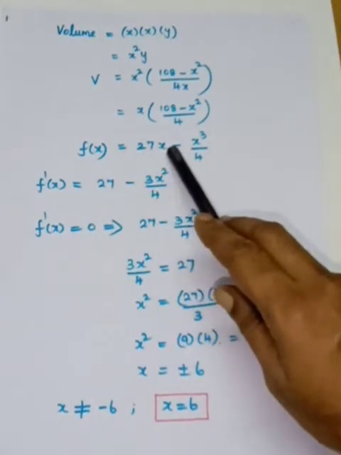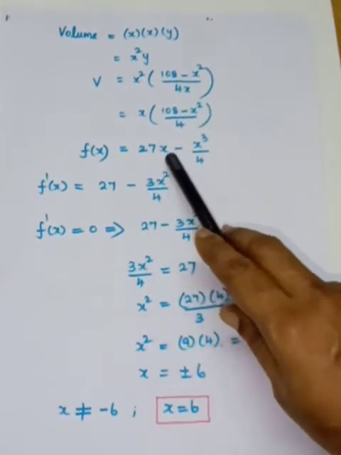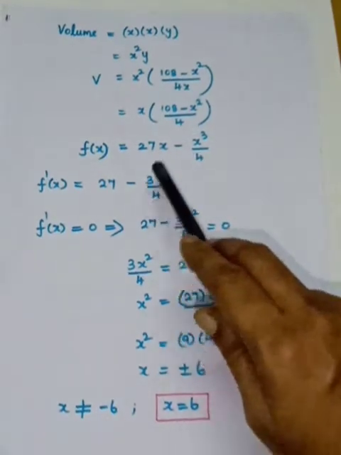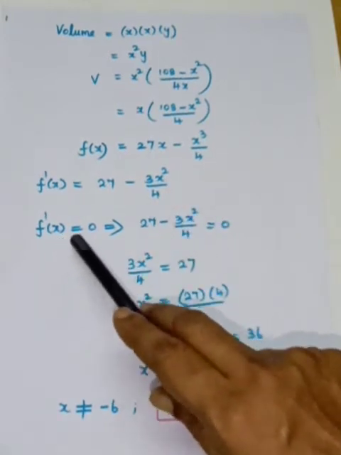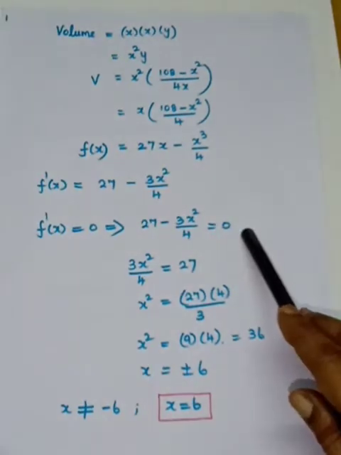So 27x is there. So 27 is a constant. The differentiation of x is 1. And minus 1 by 4 is a constant. Okay, we have taken out x cube. If you differentiate, it is 3x squared. Next step, you have to equate to 0. So 27 minus 3x squared by 4 is equal to 0.